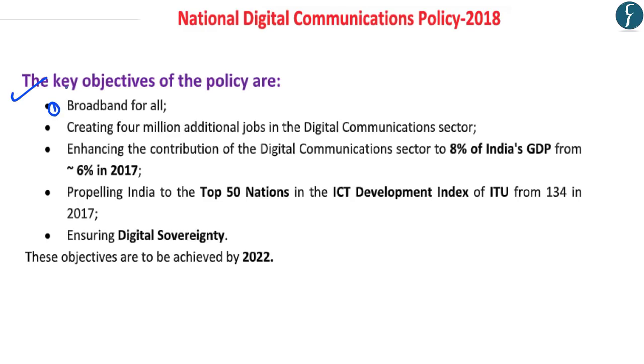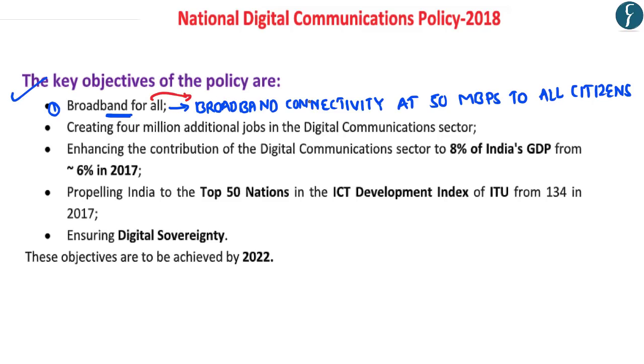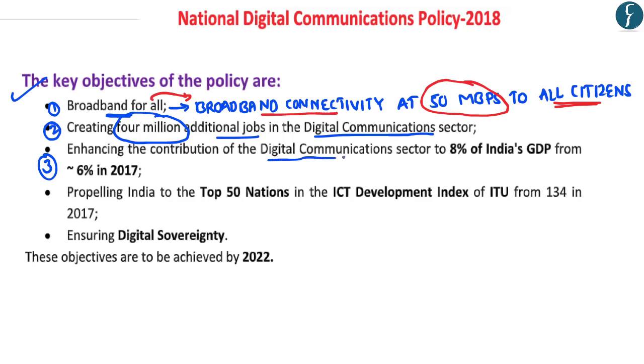The first objective of this policy is to provide broadband for all. Now, under this particular component, the government intends to provide broadband connectivity at 50 Mbps to all the citizens in India. Now, with respect to the second objective, the government intends to create approximately 4 million additional jobs in the digital communication sector. Now, with respect to the third objective, presently the digital communication sector in India is contributing approximately 6% to India's GDP. Now, this particular policy seeks to enhance the contribution of the digital communication sector to almost 8% of India's GDP.